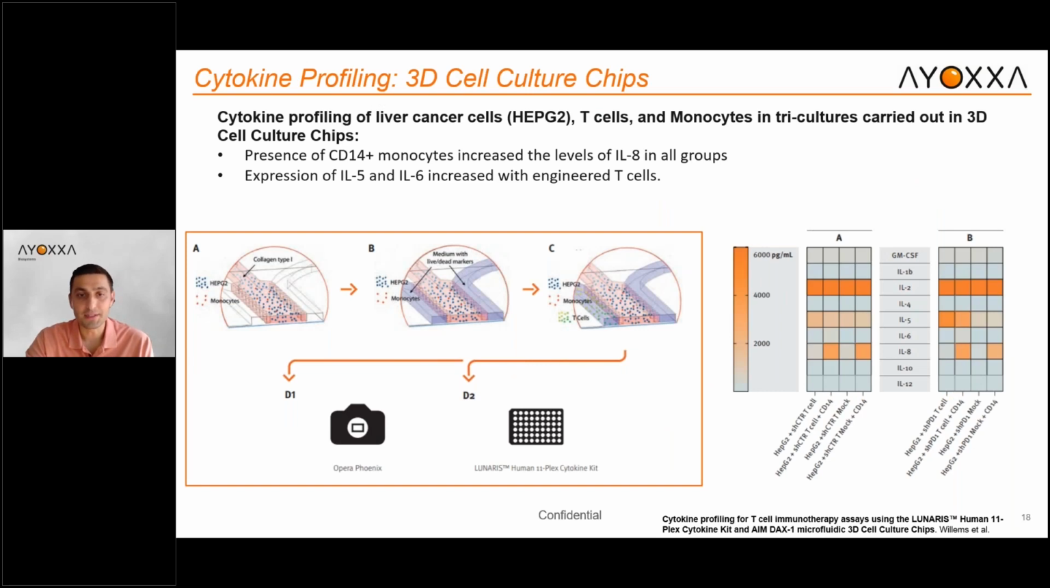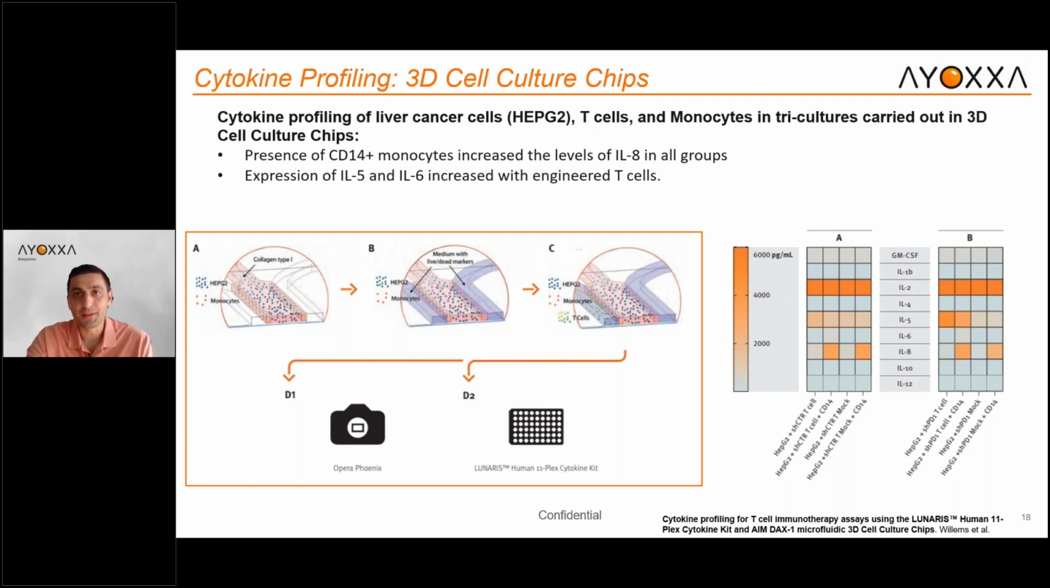And now our last use case, but certainly not least, with LUNARIS, you can also measure markers from cell culture supernatants. In an application note published by us in 2019, one of our associates showed that cytokine profiling was achievable when culturing three-dimensional cells using a Biomed or an AIM DAX1 microfluidic 3D cell culture chip.